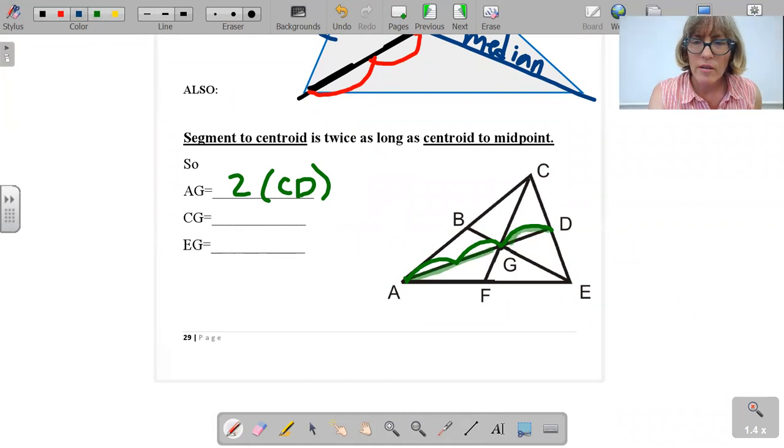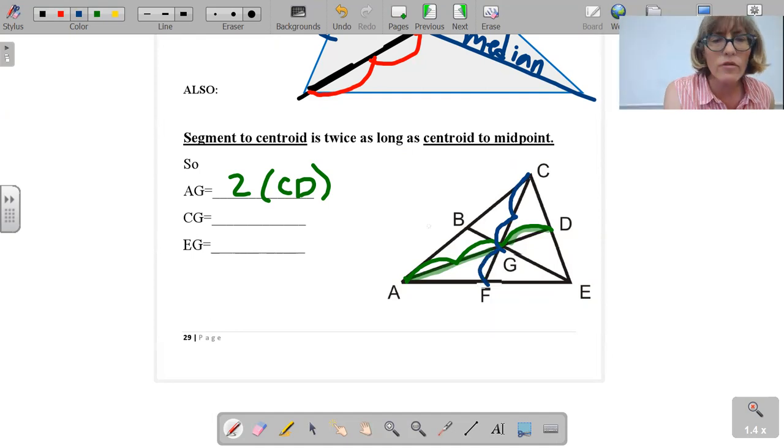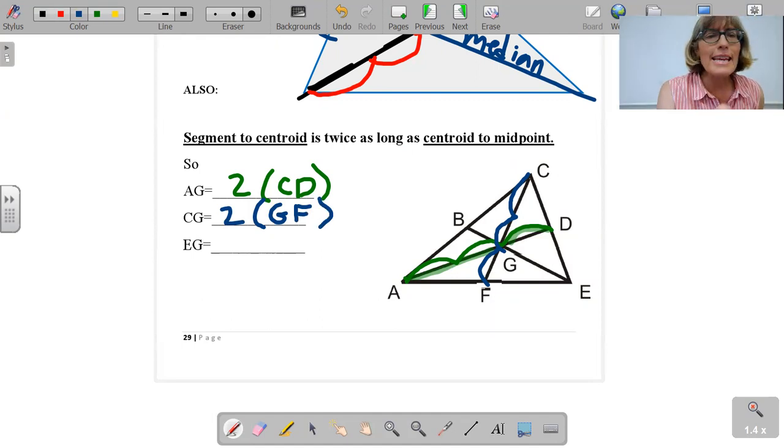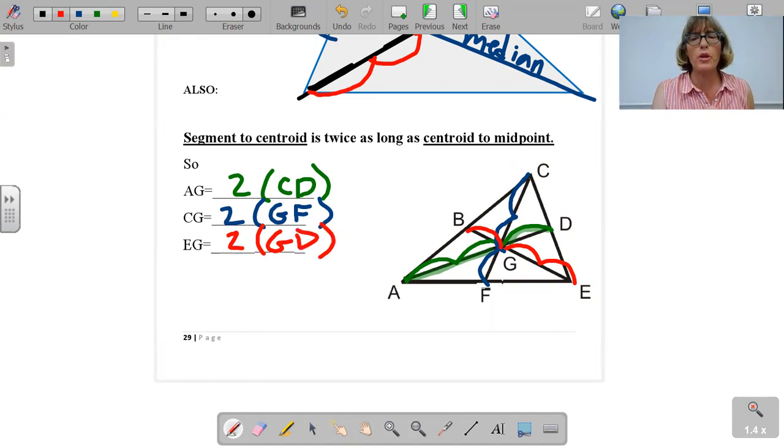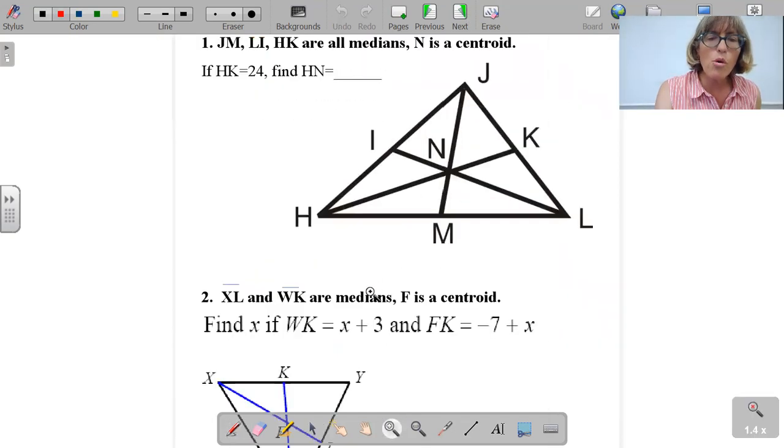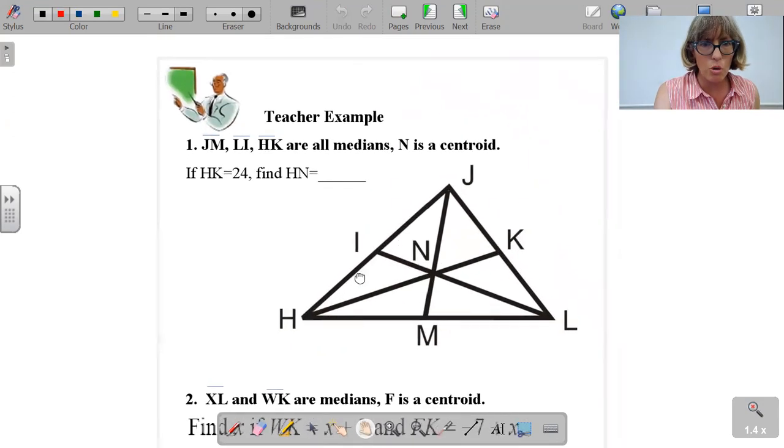Let's do another one. C to G is 2 of GF. E to G is 2 of G to B. Those are called thing equations. You should be familiar with those. We're describing the segments. So let's do some problems that use a centroid.